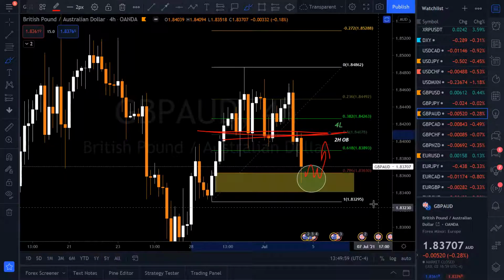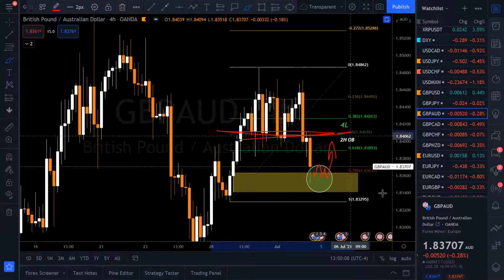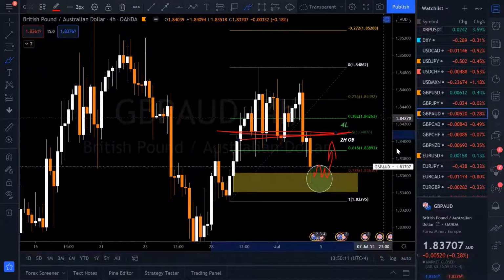So I'm not too keen on taking a long position into resistance. This is one I want to watch. Honestly, this is one I want to watch. So we'll see what price does at this level here.